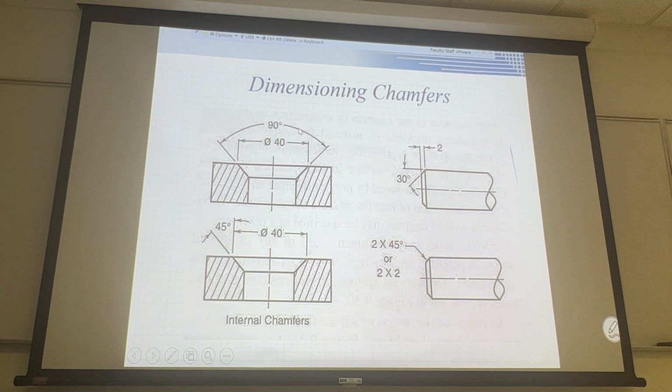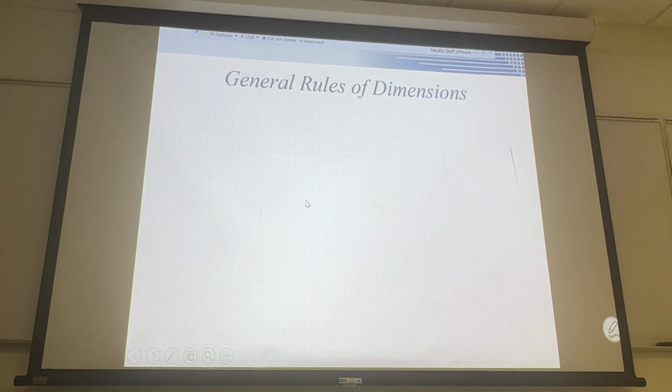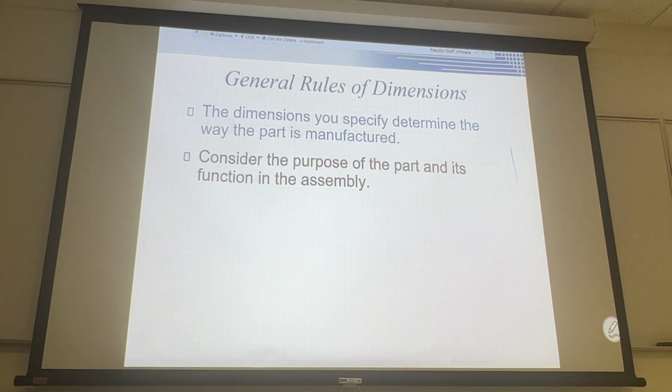Chamfer. So we will learn how to get the notation automatically if you make it as a chamfer, right? You don't need to do these. Well, in SolidWorks, you will get, say, 2 times 45 automatically. Forget this. So here are general rules of dimensions.